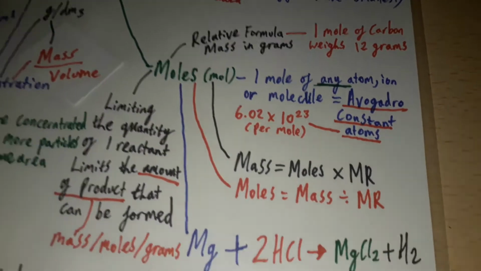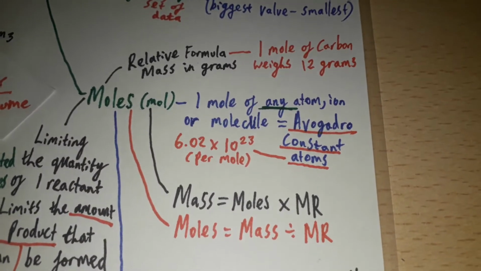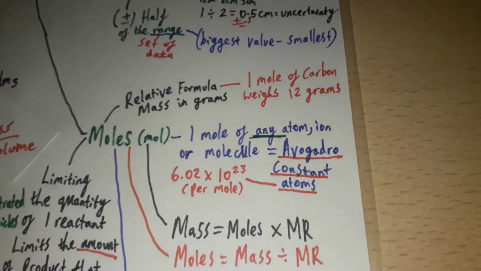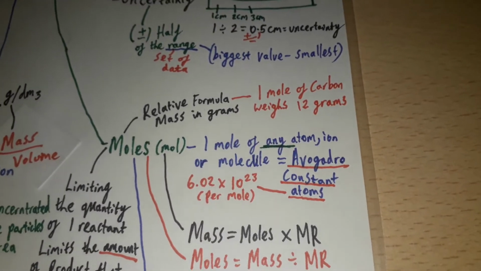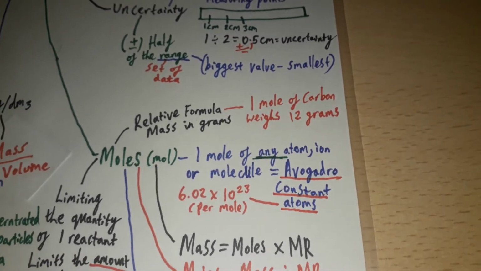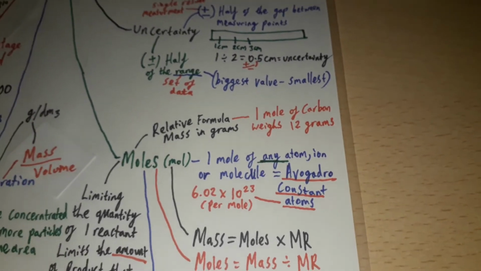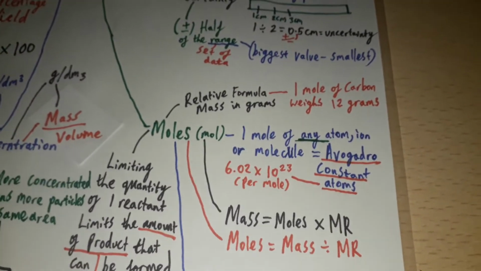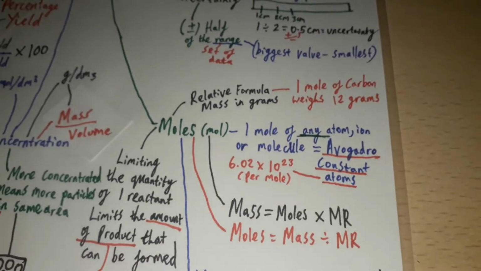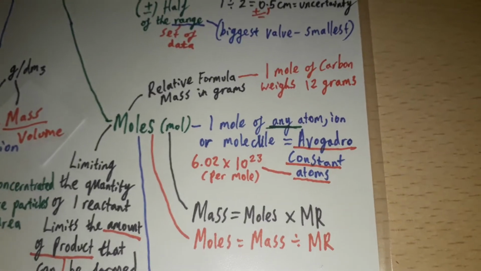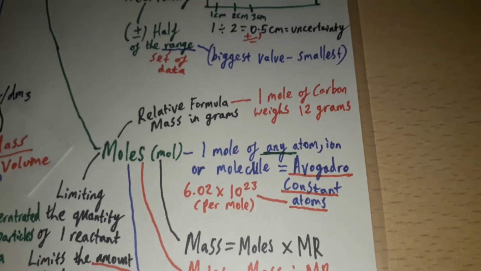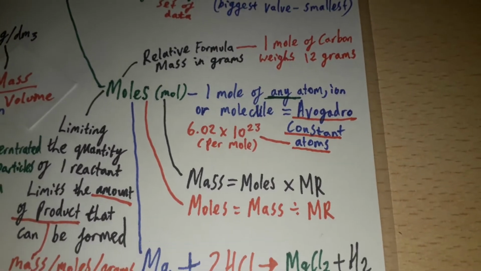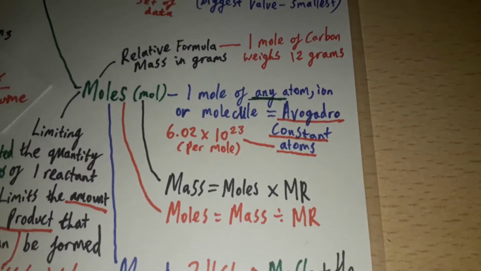It's very clever. 1 mole of any atom, ion or molecule equals the Avogadro constant number of atoms. So that means there's 6.02 times 10 to the power of 23 atoms per mole of any substance. So that makes it the same across all things. So you might need to remember that number. There's an equation involving mass, moles, and Mr. Mr, of course, being relative formula mass. Mass equals moles times Mr, which can be rearranged into moles equals mass divided by Mr.